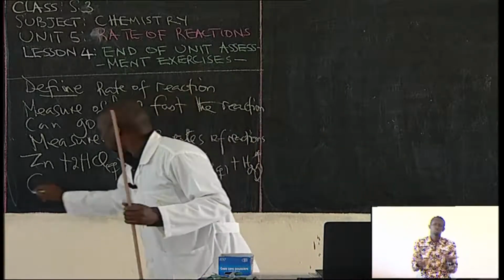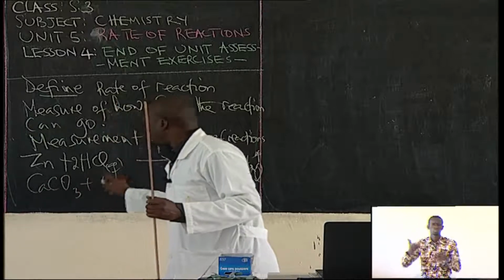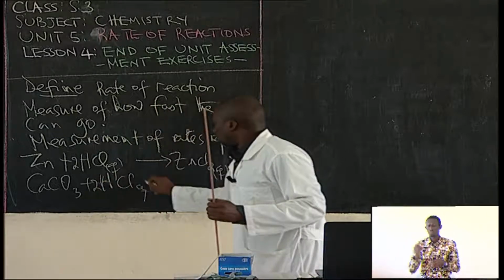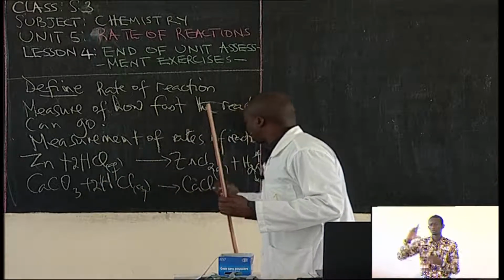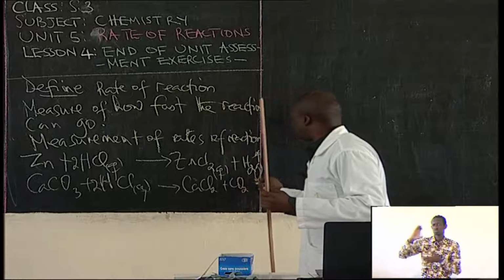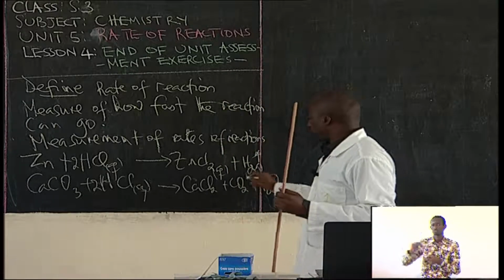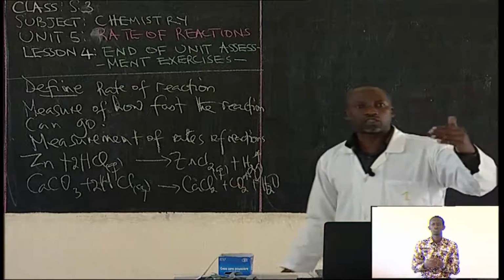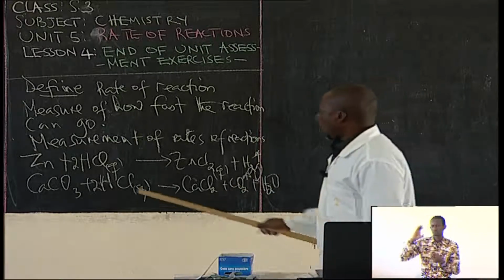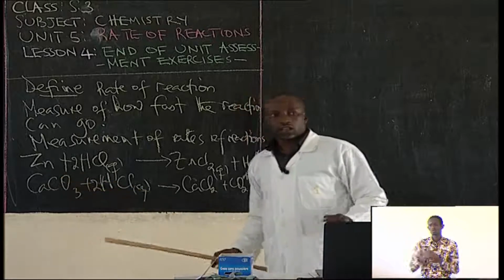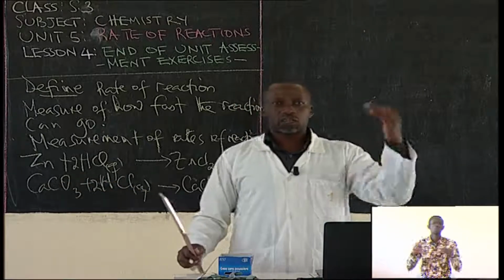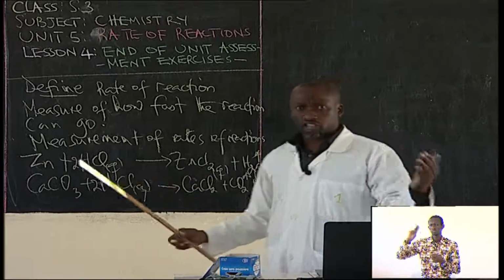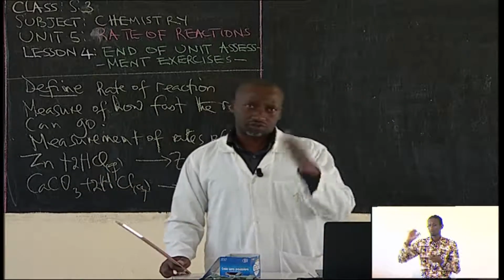Or we can use any other reaction. If we use calcium carbonate plus hydrochloric acid, this will also give calcium chloride plus carbon dioxide plus water. It still gives a gas, carbon dioxide. So how much of the carbon dioxide is produced, or how much of the calcium carbonate is being used up. And we interpreted these reactions using different graphs, if you remember.